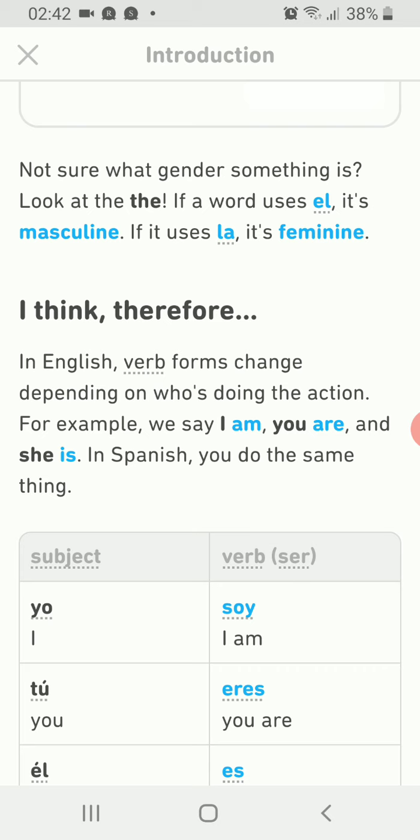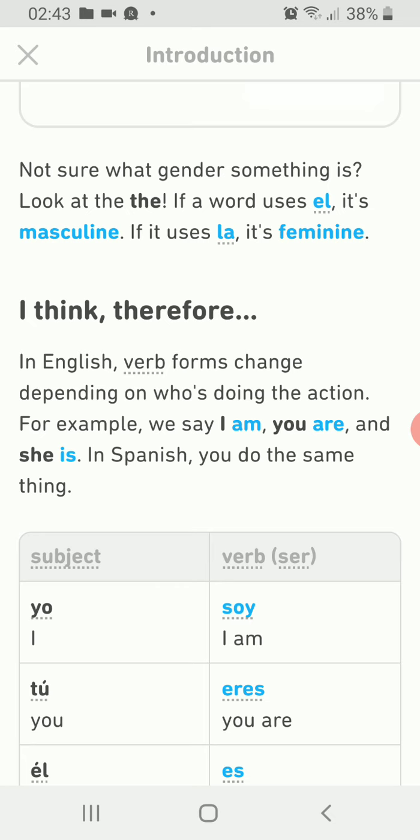I think therefore in English verb forms change. So the verb forms change depending on who is doing the action. So we have pronouns. If a pronoun is doing the action, we say that it's a subject pronoun. We have subject pronouns, we have object pronouns. The subject pronoun will be I, but an object pronoun will be me. So you invited me. I'm not doing the action. You are doing the action. You invited me.